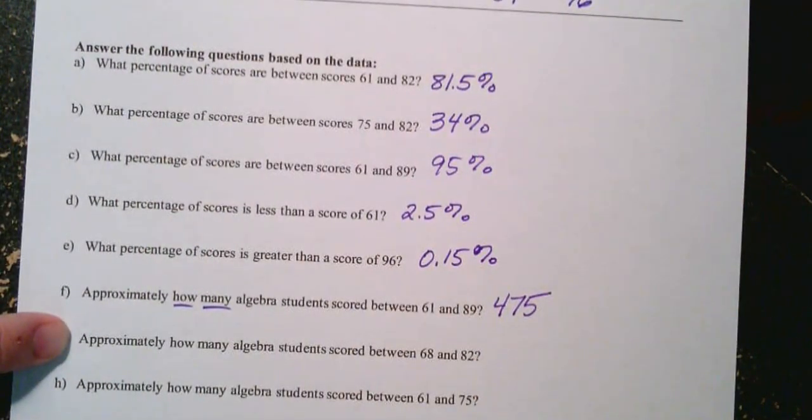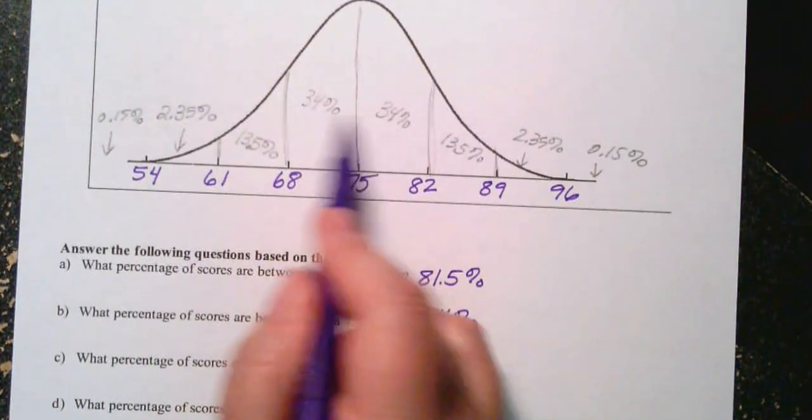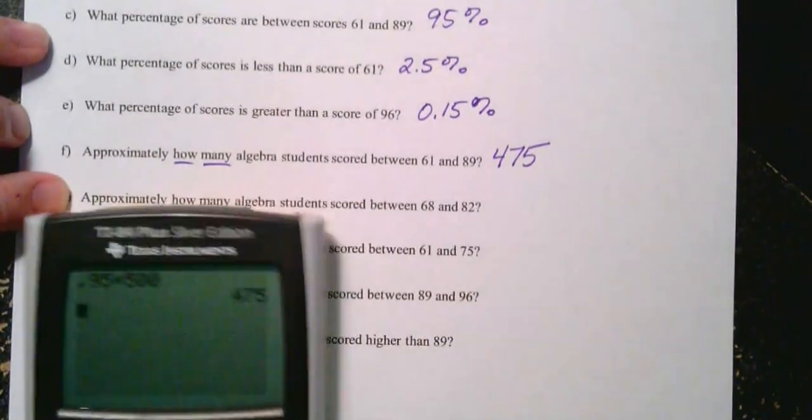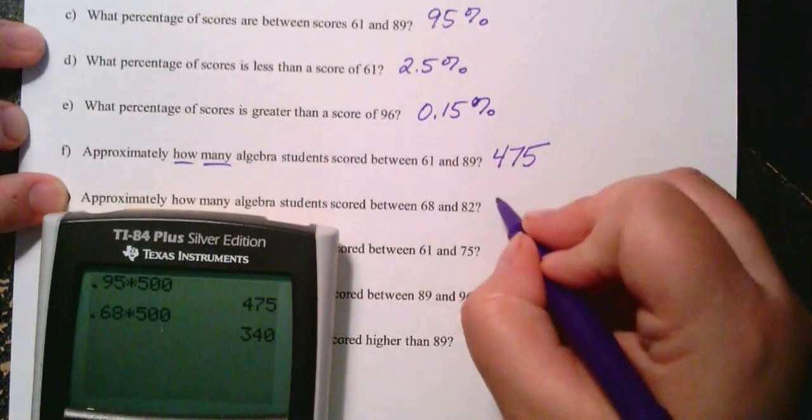Approximately how many algebra students scored between 68 and 82? 68 and 82, those are the two on either side of the mean, which is 68% put together. So 68% of my 500 is what I'm going to have. So 0.68 times 500 gives me 340.